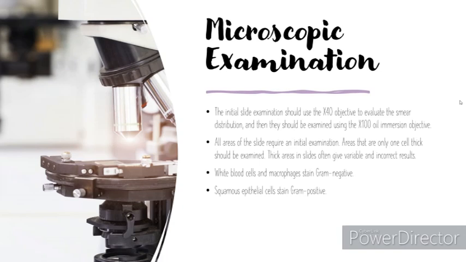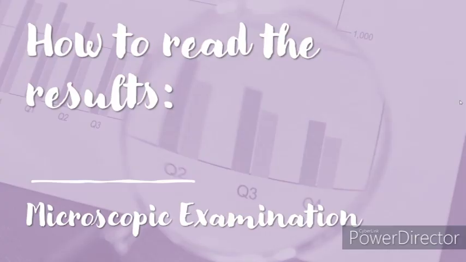All areas of the slide require an initial examination. Areas that are only 1 cell thick should be examined, and the thick areas in the slides often give variable incorrect results because you can't really see what's going on. They're too thick, so that kind of makes sense, right? With direct gram stains, depending on where your sample is coming from, the white blood cells and the macrophages will stain gram-negative, and squamous epithelial cells will stain gram-positive.